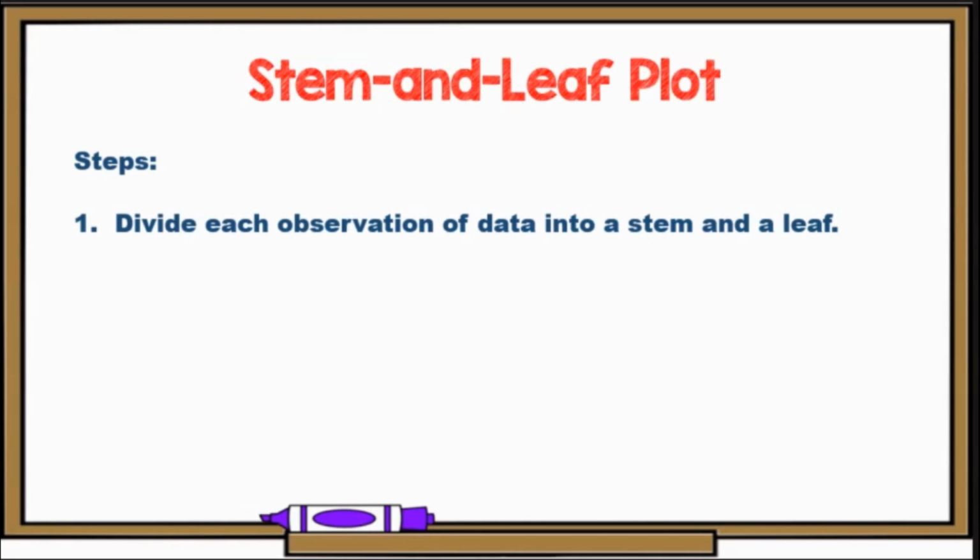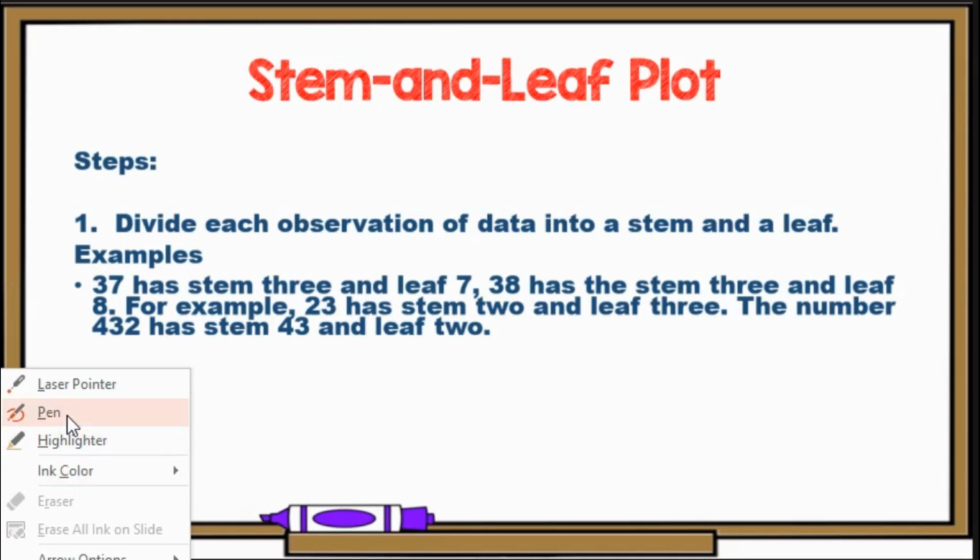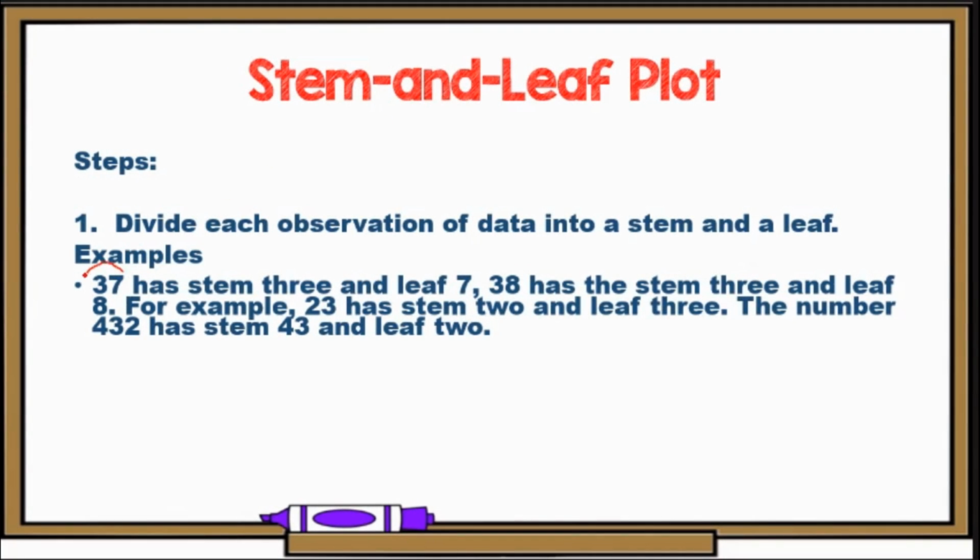So these are the steps. 1, you have to divide each observation of data into a stem and a leaf. For example, you have a value in your data set equal to 37. So si 37, it has the stem 3 and the leaf 7. Paano kung 38 yun nakalagay sa data mo? So again, the stem is 3 and the leaf is 8. For example, another example, we have 23. The stem is 2 and the leaf is 3.